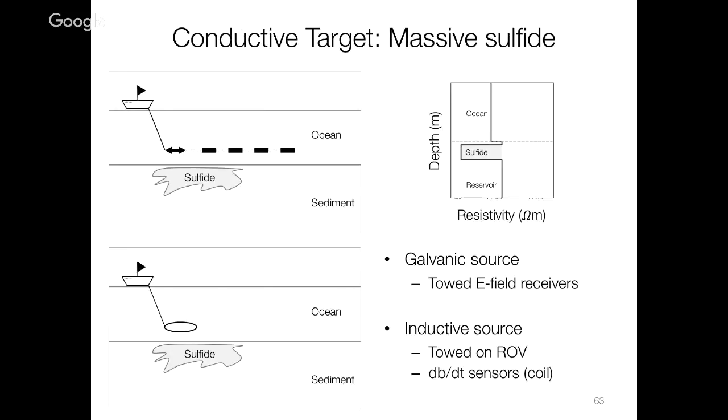If you have a conductive target, like a massive sulfide, then now we could do either. We could have a towed system like this. We could have a grounded dipole, or we could have an inductive source, right? Because now we could get induced currents in here. So both of those are possible.